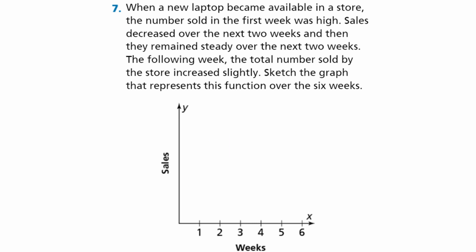When a new laptop became available in the store, the number sold in the first week was high. So we're going to put a high point at the first week. Sales decreased over the next 2 weeks. So again, we want a lower point by the time we get to week 3. They remained steady over the next 2 weeks. So again, 4 and 5 are just going to be a flat line. They're just consistent. And then the following week, week 6, the total number sold by the store increased slightly, so just a little bit higher.